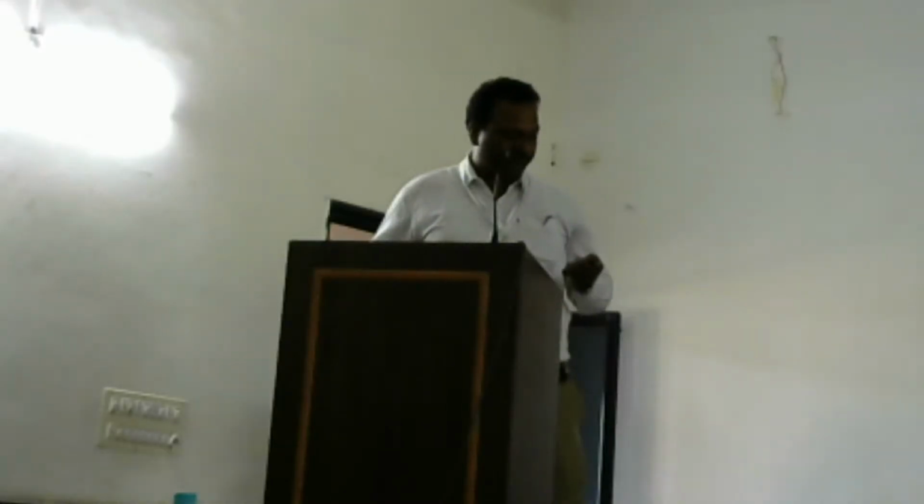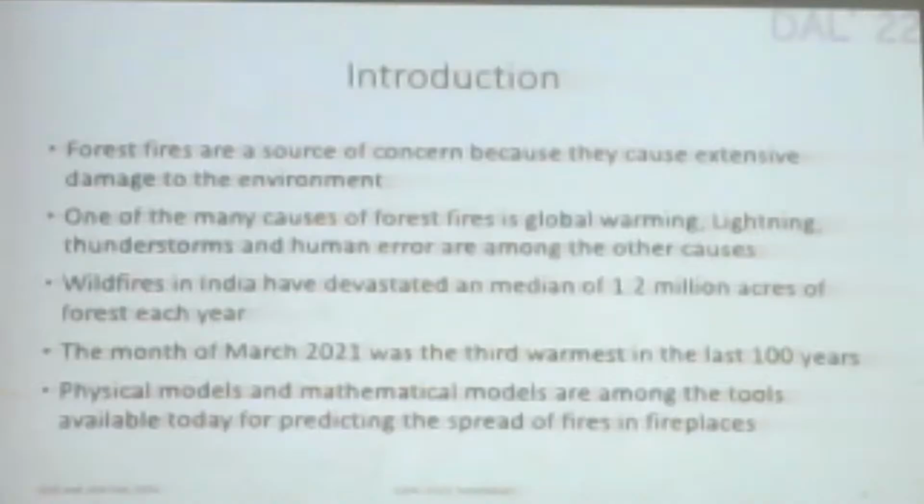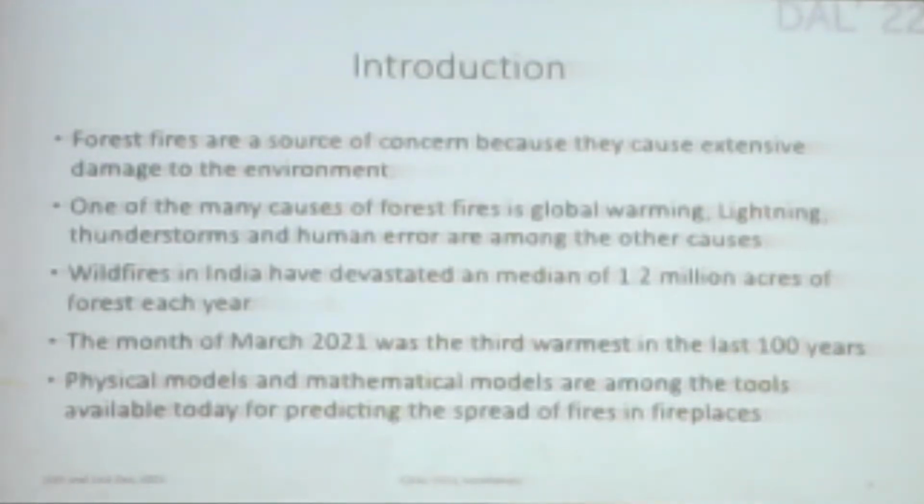Even in India, in the previous month of March, because of global warming, with the additive of forest fire and these factors, we experienced the third warmest temperature in the last 100 years. So we try to incorporate certain machine learning models along with certain tools in order to predict the spread of these fires in certain areas.